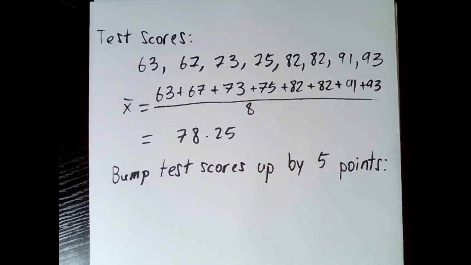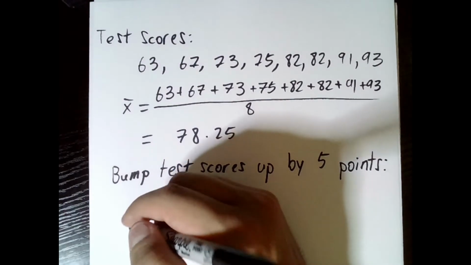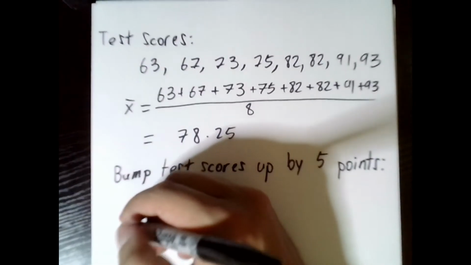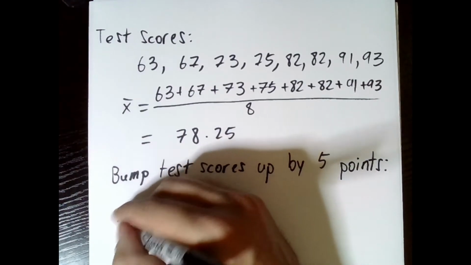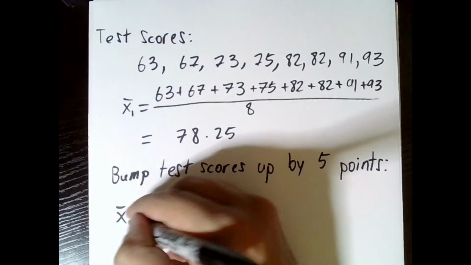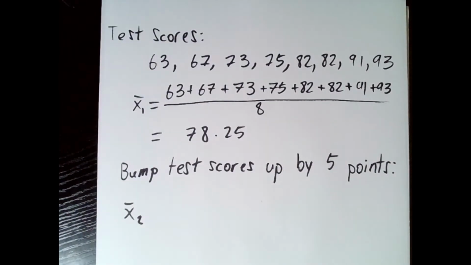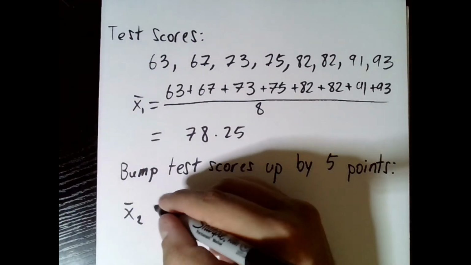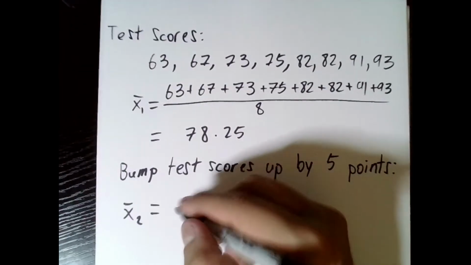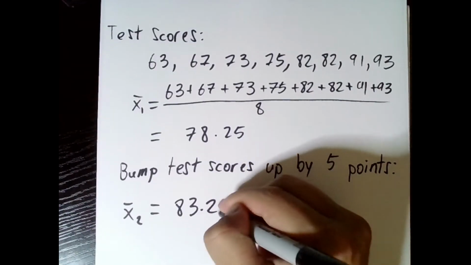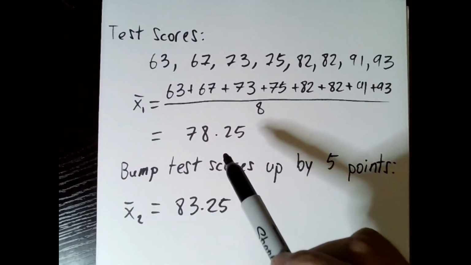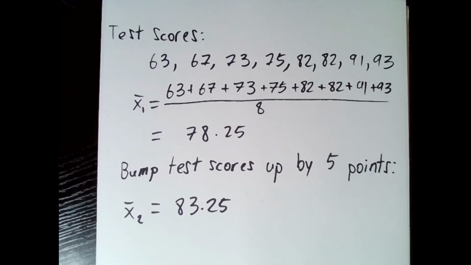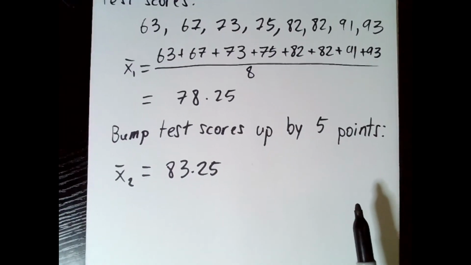Now, we know that this new mean, we'll call this random variable y. Actually, because x bar is probably the better term to use, we'll just call this x bar 2. If I'm going to bump each score by 5 points, what should my new mean be? Well, my new mean should be 83.25. If I take everybody's test scores and bump them up by 5, that should just bump the mean up by 5. Let's show this for this example.